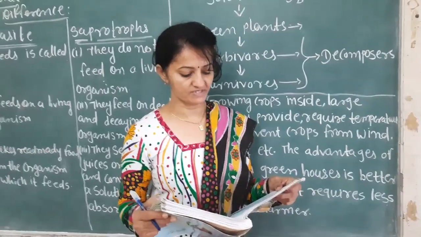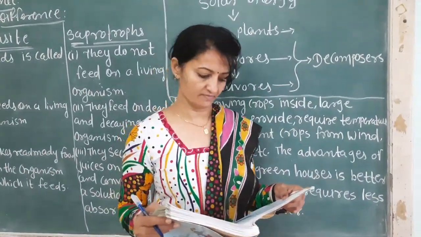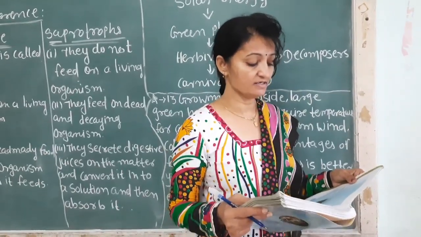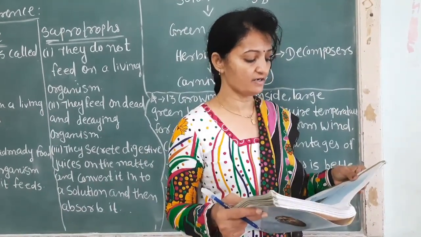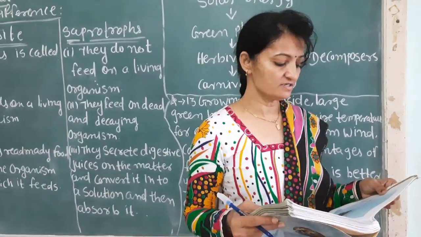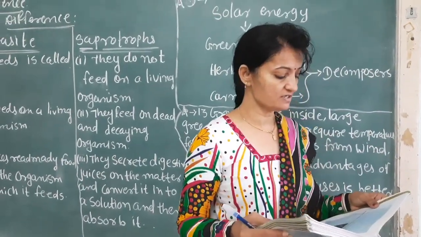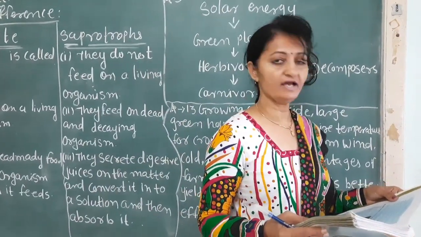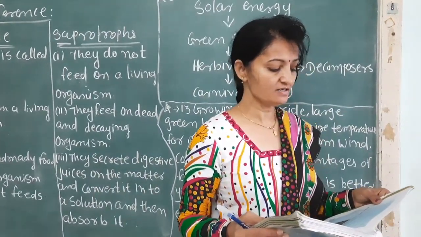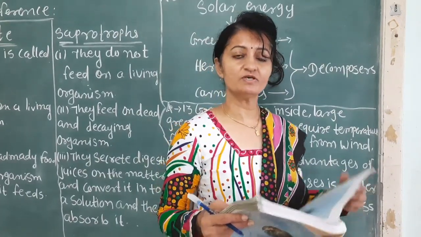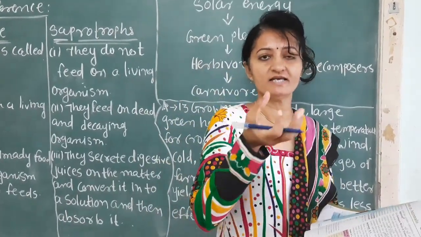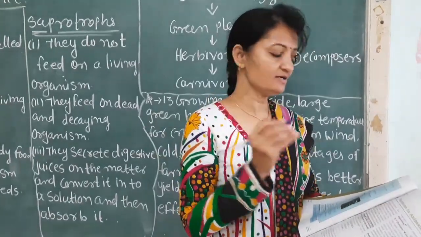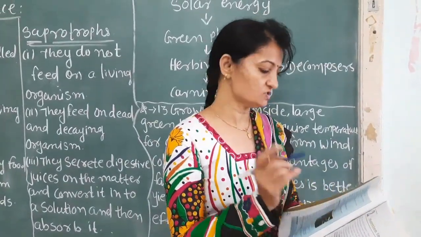Choose the correct option from the following. Which part of the plant takes in carbon dioxide from the air for photosynthesis? There are 4 options: root hair, stomata, leaf veins and petals. So there are stomata, small pores in leaves, and they absorb carbon dioxide. So stomata is the right answer. You tick mark the second option, stomata.